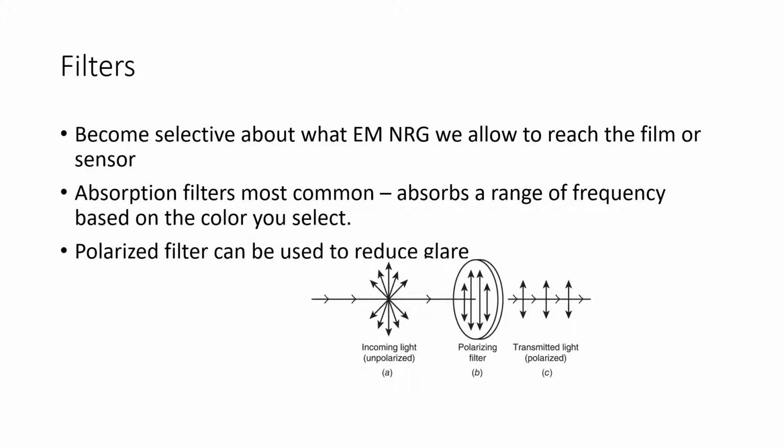Filters become selective about what we allow to reach the sensor or the film. Absorption filters are the most common type. These absorb a range of frequencies based on color. You can also have polarized filters that can be used to reduce glare, with incoming light going in all different directions. You think about that wave, the individual peaks and valleys, and how it's moving. The high points are every so often, and that's your frequency, but it's not just in an up and down fashion. Those waves are in a 360-degree arrangement, but polarizing filters only let light through in one direction, so it's more like what you see coming out the back of the illustration.